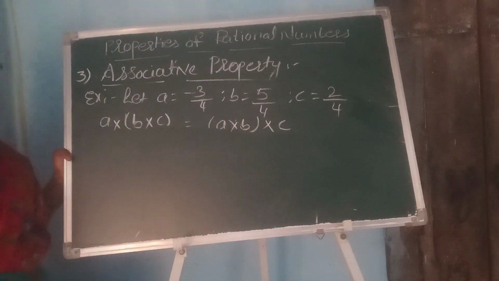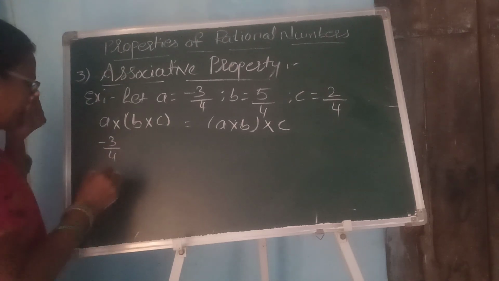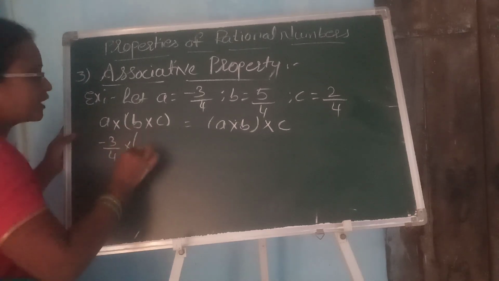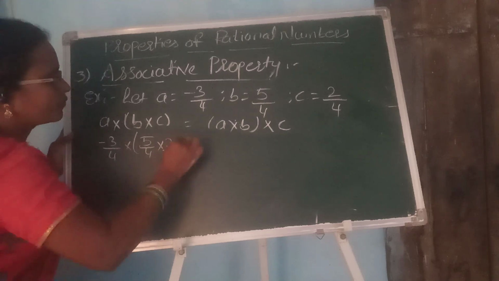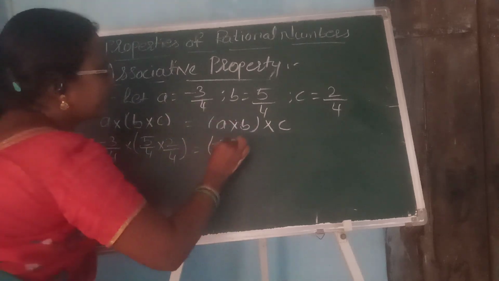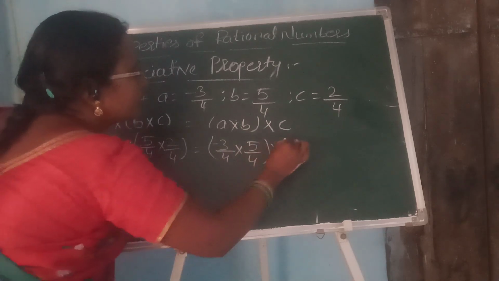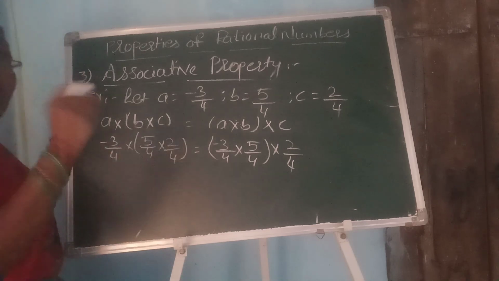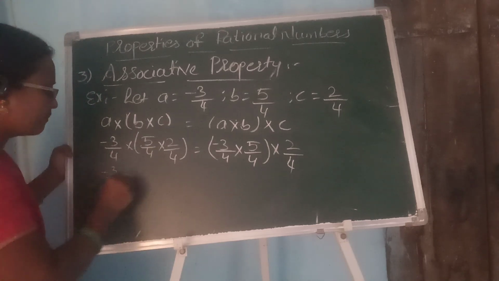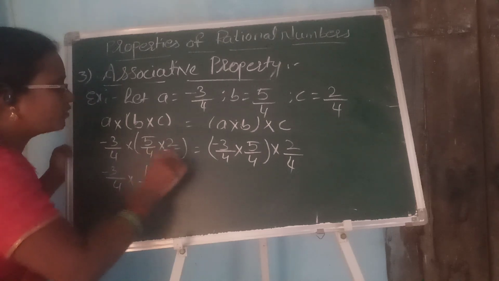Now we observe here, we'll replace the values for A, B, C. A is equal to minus 3 by 4, B is equal to 5 by 4, C is equal to 2 by 4. So A into (B into C) equals (A into B) into C. First, as I said, we have to solve whatever is in the bracket first. So minus 3 by 4 into 5 2s are 10 by 4 4s are 16.